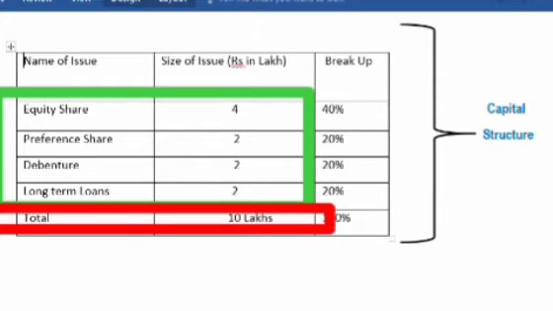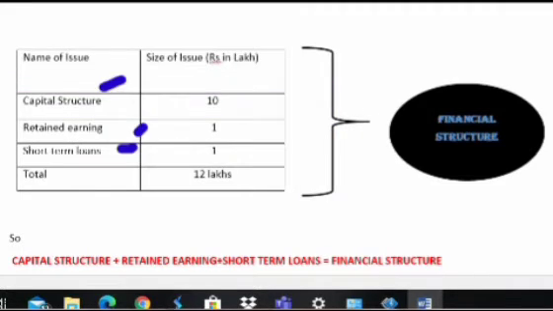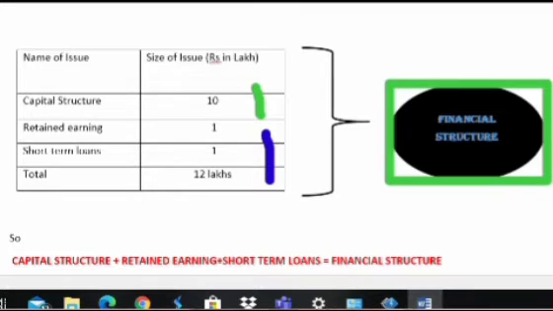We are getting 10 lakhs as capital structure. Okay, retained earning, we have retained earning 1 lakh. Okay, and short-term loans 1 lakh. If we add retained earning and short-term loans to the capital structure, it becomes the financial structure. Are you getting, guys? So this is what financial structure is.